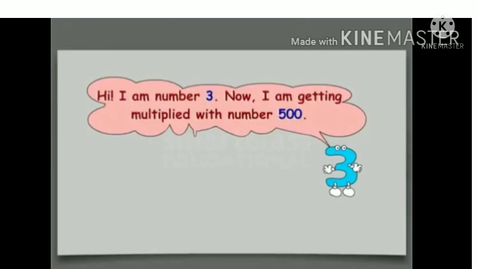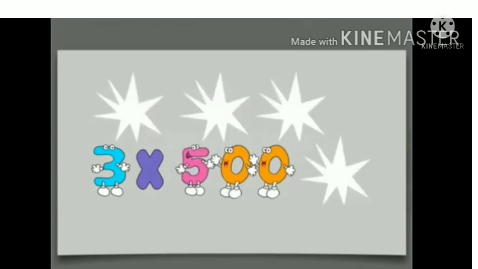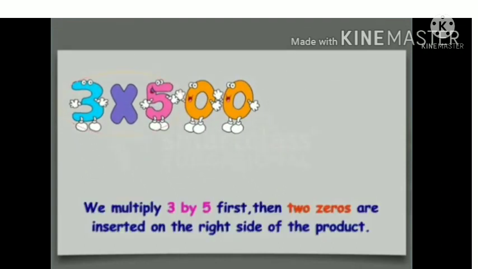Hi, I'm number 3. Now I'm getting multiplied by number 500. We'll multiply 3 by 5 first and then insert 2 zeros on the right side of the product.